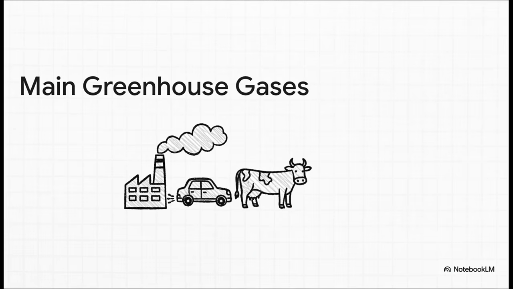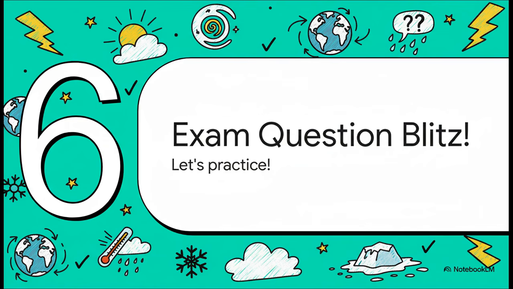So, who are the main culprits trapping all this extra heat? The most famous one is carbon dioxide, or CO2, which comes from burning things like petrol in our cars and coal in factories. But there are others too, like methane. The more of these gases we pump into the air, the thicker that heat-trapping blanket gets, and that is what's causing global warming.